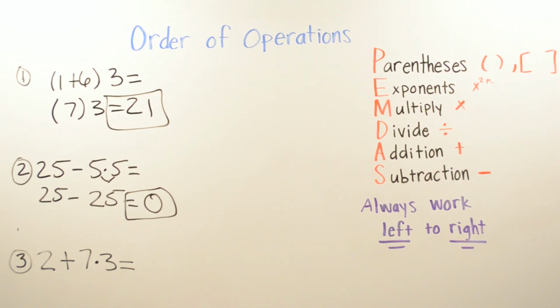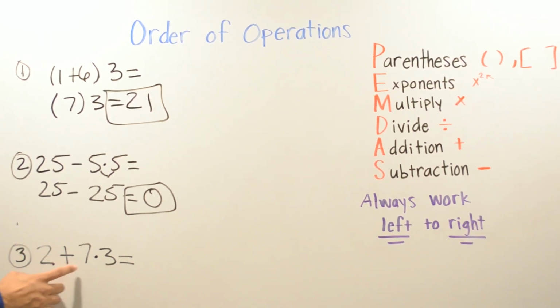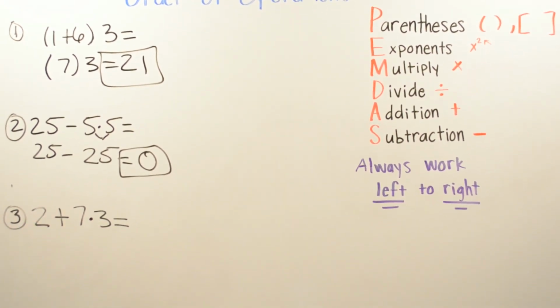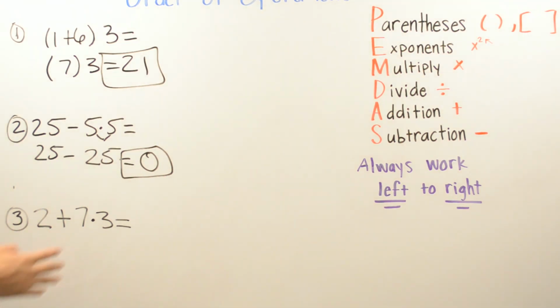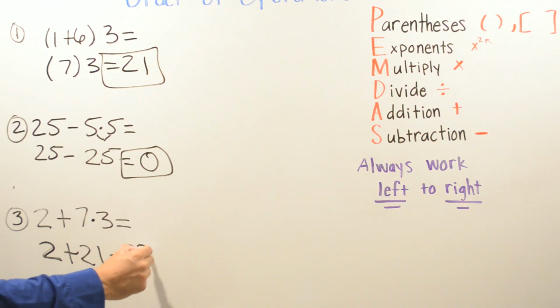Okay. So for the third problem, we have 2 plus 7 times 3. We're going to go back again to the right side and see which one we do first. Do we do 2 plus 7 or do we do 7 times 3? According to the order of operations rules, we have to do our multiplication first. So we're going to multiply 7 times 3, and we just bring down the 2. 7 times 3 is going to be 21, and 2 plus 21 is going to be 23.